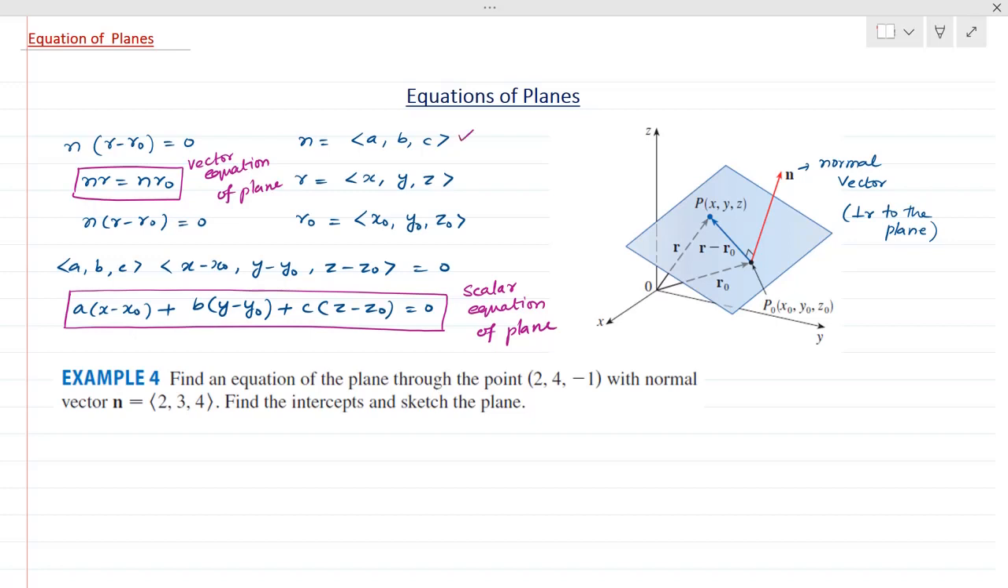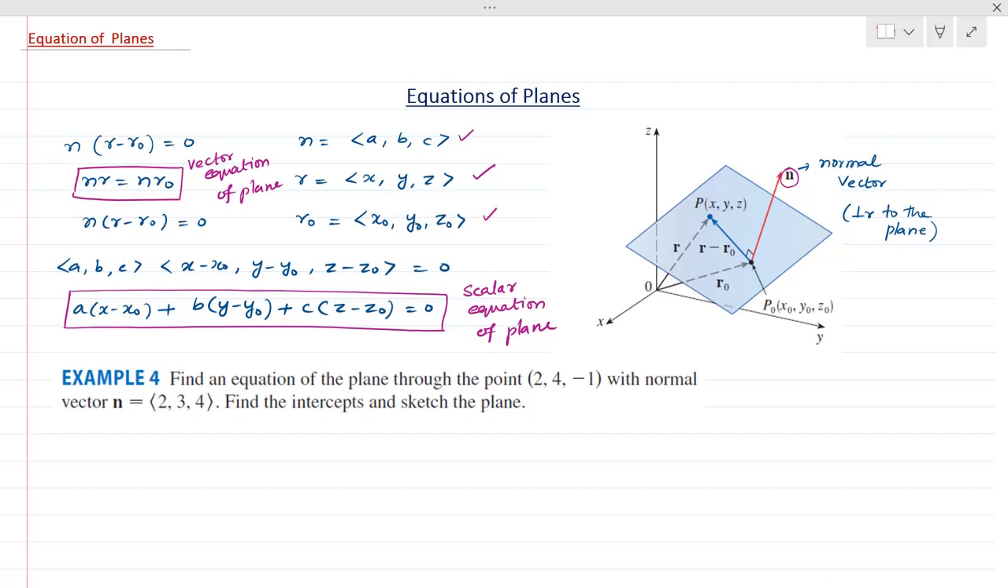where n is the normal vector to the plane. What do we mean by normal vector? It should be perpendicular to the plane. So if you see, this is a plane, and this vector is going perpendicular to the plane. This is the n vector, the normal vector. And r naught is a position vector.